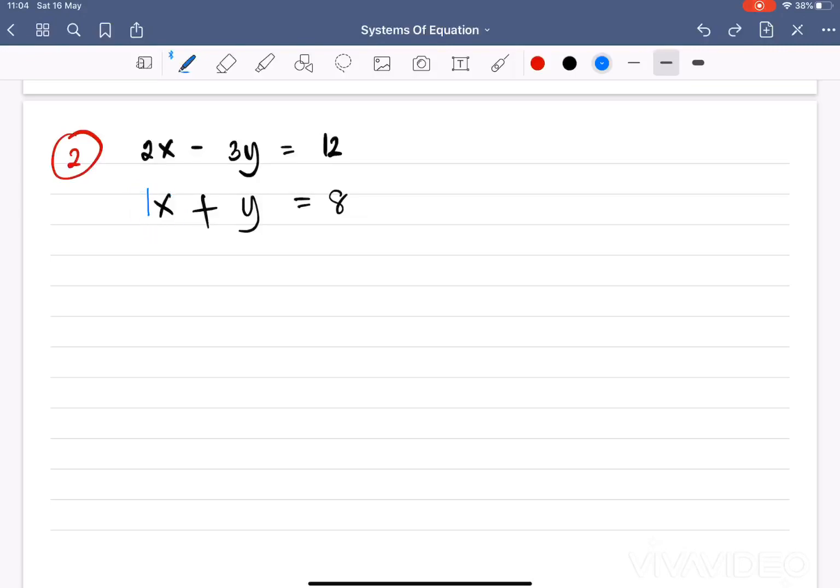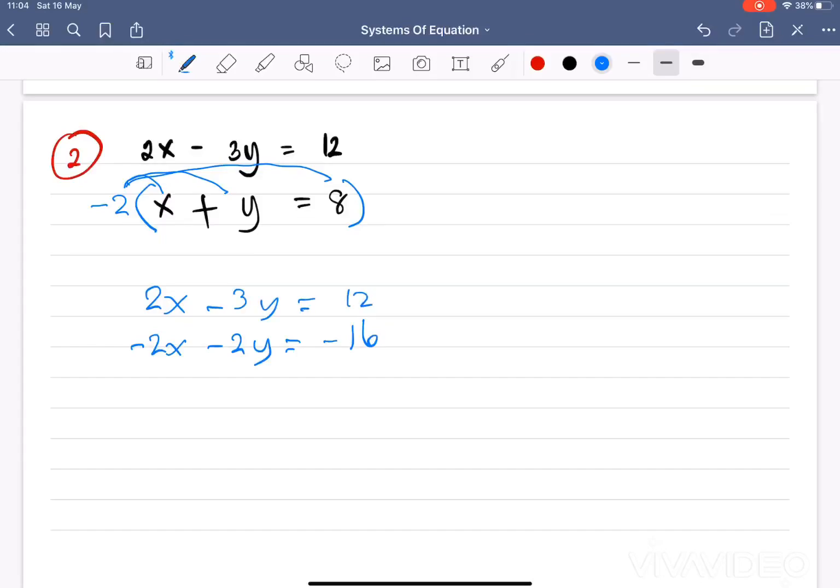So our target is to make this x become negative 2. What should we do? Since we want to make it a negative 2, we multiply negative 2 to every term in the equation: to the first term, to the second term, and even to the third term. That becomes negative 2x minus 2y equals negative 16. Copy the first equation, which is 2x minus 3y equals 12. We have 2x here, and negative 2x here.